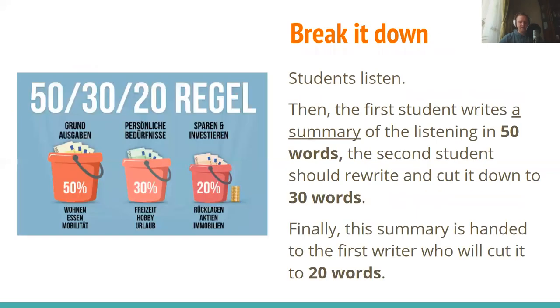The seventh is the break it down task. Amazing stuff for taking notes and learning to be concise and good in written communication. At first, students listen. Then, the first student writes a summary of the listening in 50 words. The second student should rewrite it and cut it down to 30 words. And finally, this summary is handed to the first writer who will cut it to 20 words. This exercise is quite hard to do, so you need to be very attentive while implementing it at first. But later, the results are stunning.